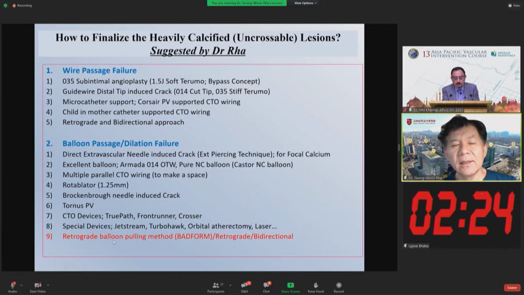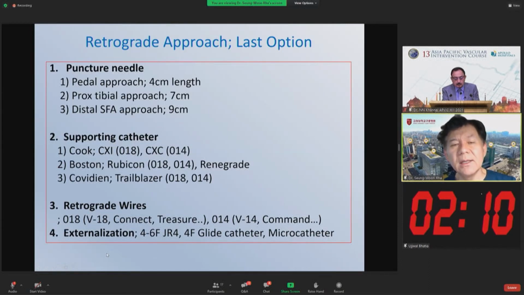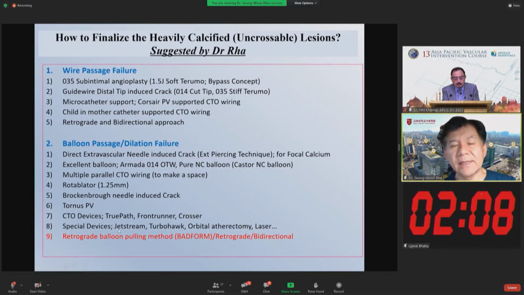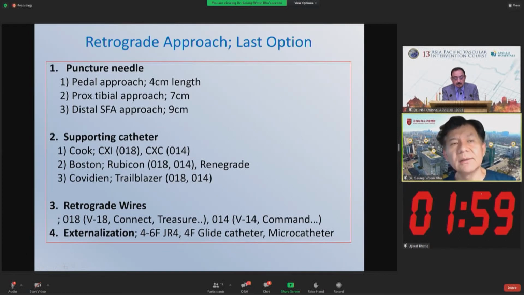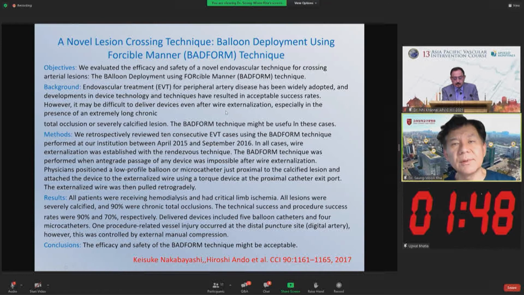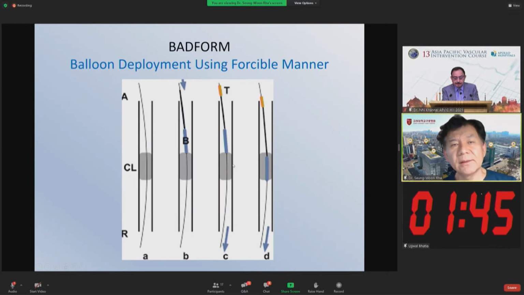The last one, really difficult balloon passage. This is suggested by Dr. Ando from Japan. By the bidirectional approach, pull-through technique from the externalization of the retrograde wire, then just deliver the entered balloon by forceful passage, then you can start the ballooning. And this retrograde approach is also one last option for the pull-through technique, bidirectional ballooning. And this is a good last technique, the so-called bail-out technique.